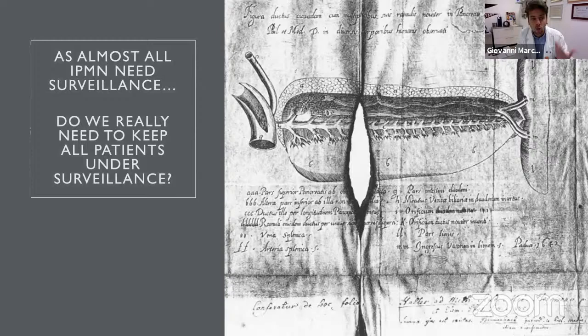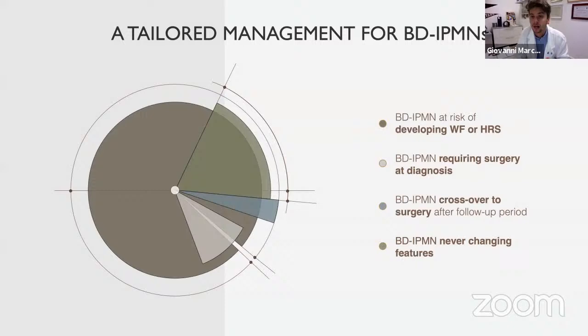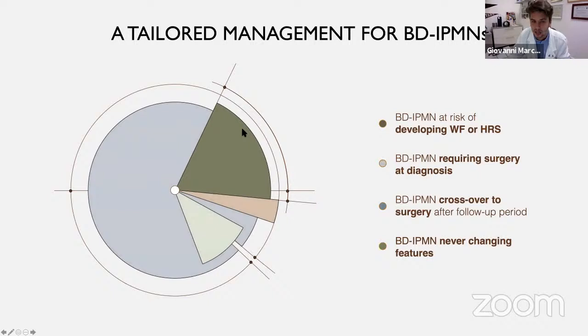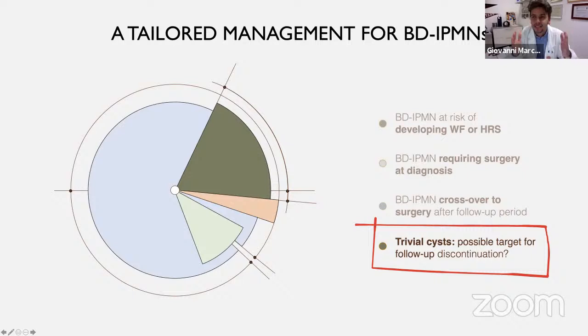So again, do we really need to keep all the patients under surveillance? Probably yes, because what we know right now is that the full cake, okay, all the BD-IPMN are at risk of developing worrisome features and stigmata. Only a little piece of the cake will require surgery at diagnosis. Another little subset will require surgery after follow-up, but then there is another part, this part here in green, of the trivial cysts remaining the same, those not changing observation after observation. So those individuals could be a potential target to discontinue our follow-up.